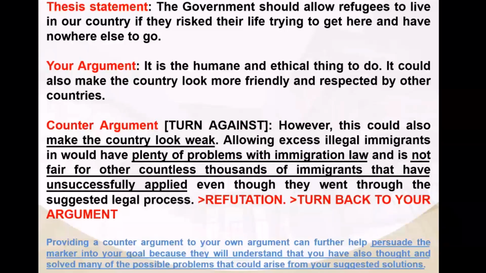So I want that part of this counter argument paragraph, which is missing, to be added by you, where you include the refutation and you write a sentence that turns back to your original argument. Okay, because that's how it should be. And those will then be included here. We will include them here to see how it reads together.